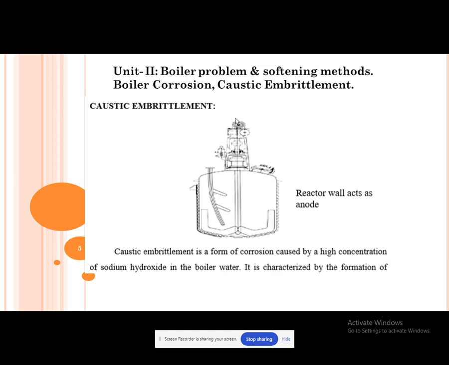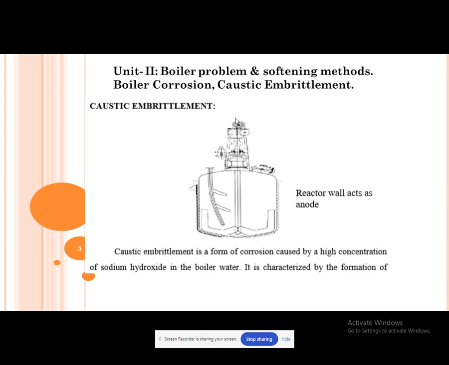Caustic embrittlement is because of the presence of NaOH in water. When we use the lime soda method, the soda Na2CO3 gets converted into NaOH in high pressure boilers and is responsible for caustic embrittlement. Because of improper mixing, the center part of the boiler vessel has comparatively less concentration of NaOH than the cracks and corners, leading to the formation of a concentration cell, and in that the boiler wall acts as anode.